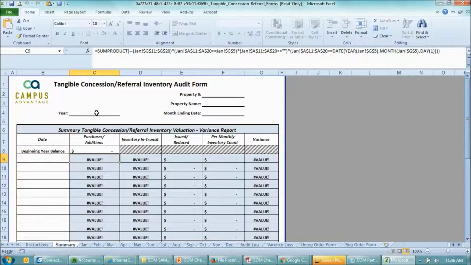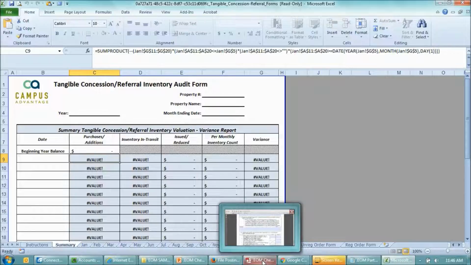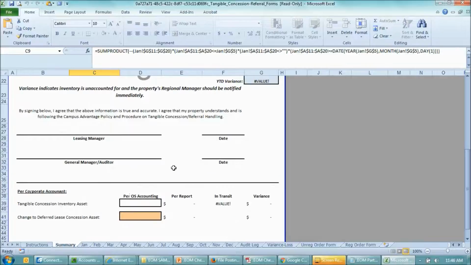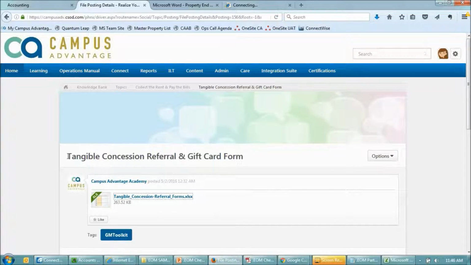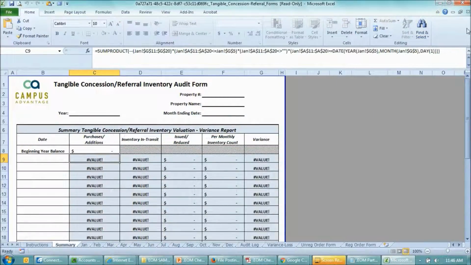We're not going to go over the whole process today, especially if you guys are not using them. This is the summary form that she was referring to, which I grabbed in the Academy under the tangible concession referral and gift card form. I hope you guys never have to see it.